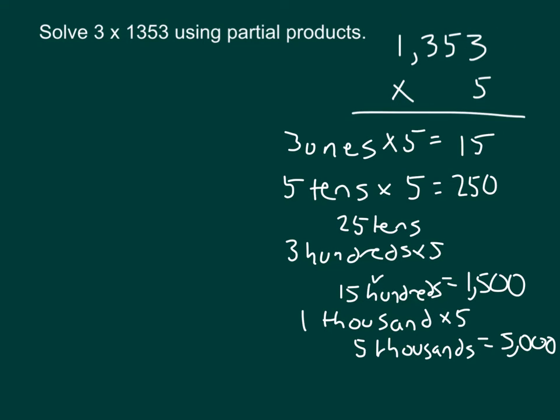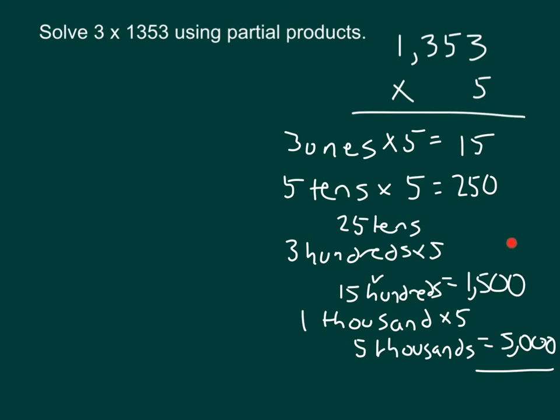So I have taken 1,353 and multiplied it by 5 with the 3 ones, the 5 tens, the 3 hundreds, and the 1,000. I have these partial products: 15, 250, 1,500, and 5,000. What do I do with those partial products? We will add them.